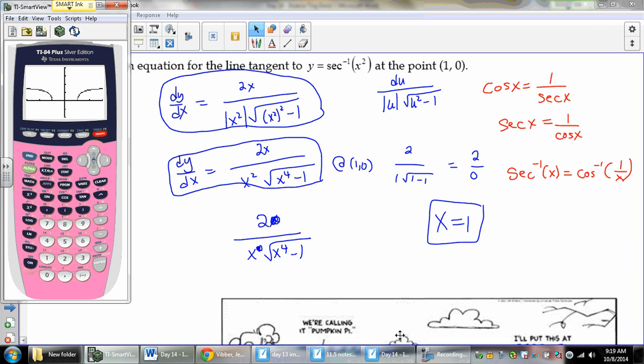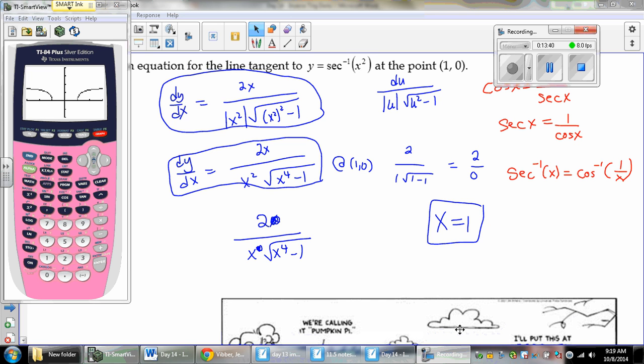All right, there you go. There's inverse trig derivatives. Woohoo! Not so bad. 13 minutes, under 15. I did that well for you.